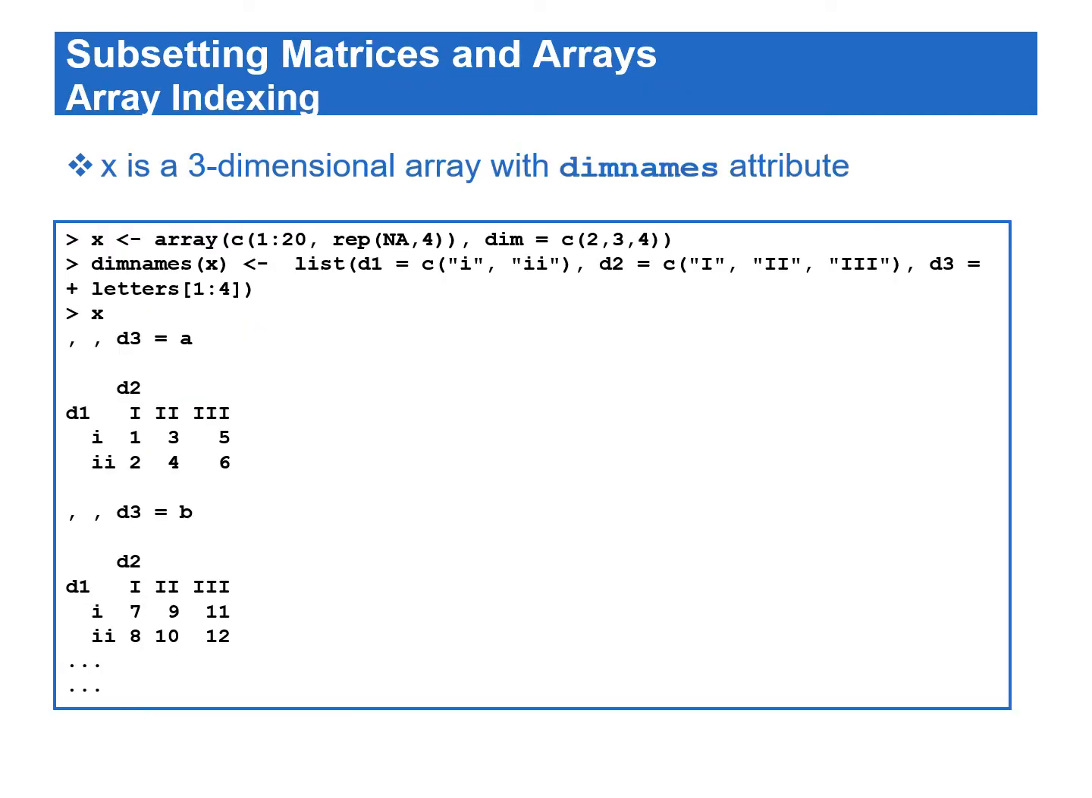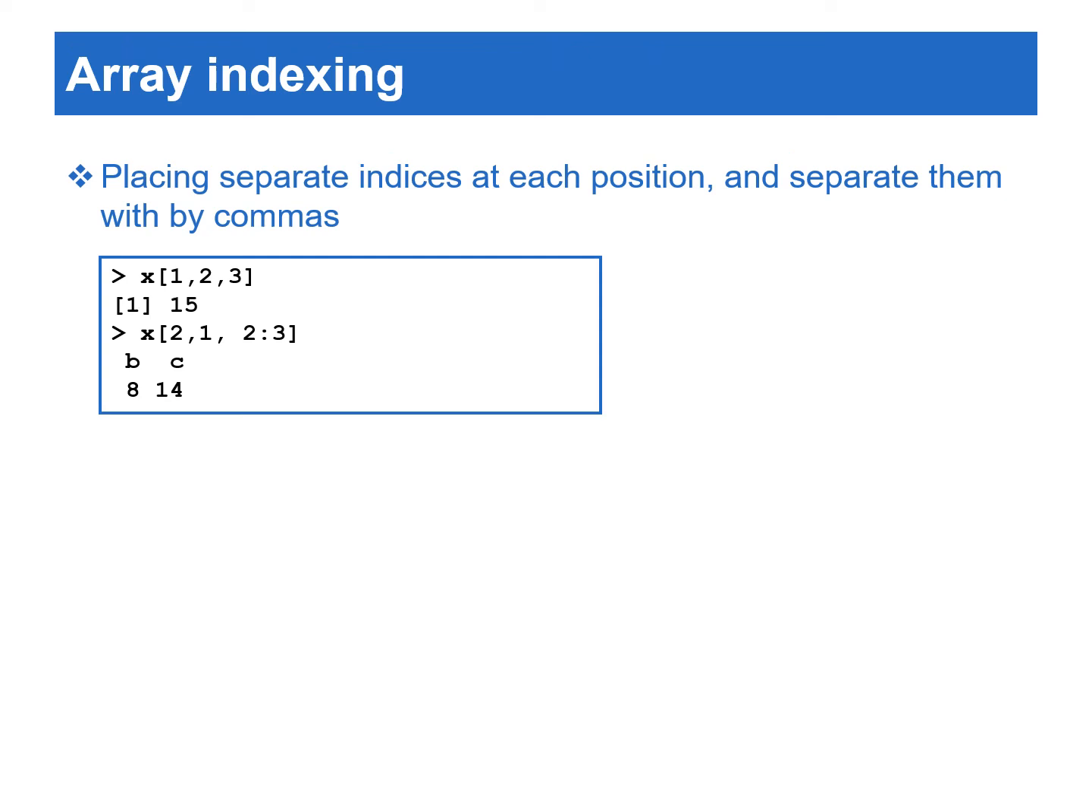Next, let's see how to subset matrices and arrays. The array X is created with 3 dimensions. In this example, the dim names are also assigned to the array. When we select elements from an array, we need to specify indices for each dimension and separate them by commas. The first example selects one element that is located at the first row, second column, and third page. The second example selects elements at the second row, first column, and second and third pages.